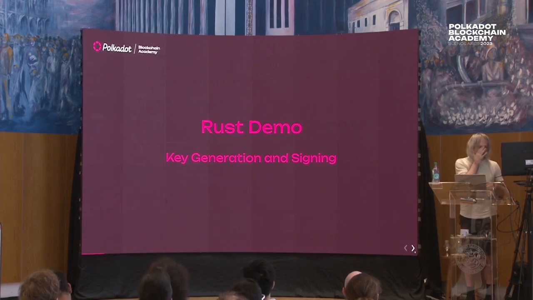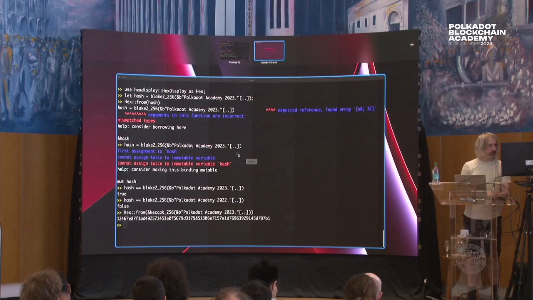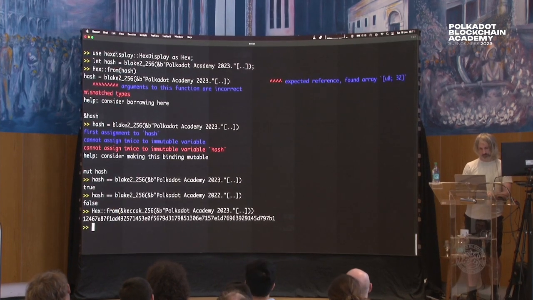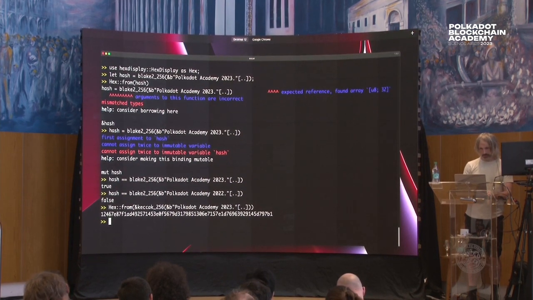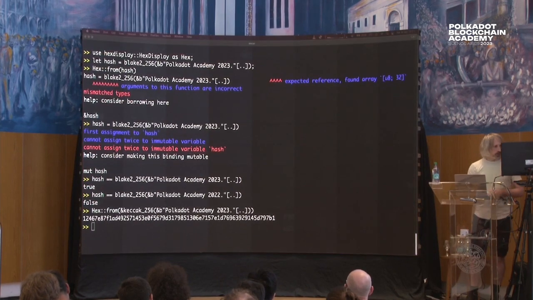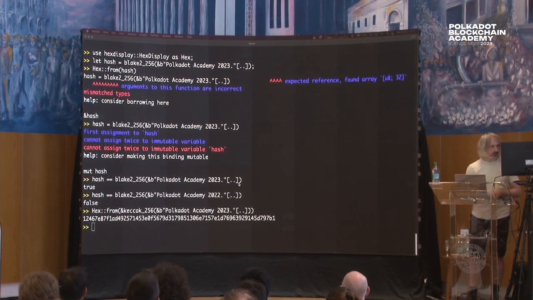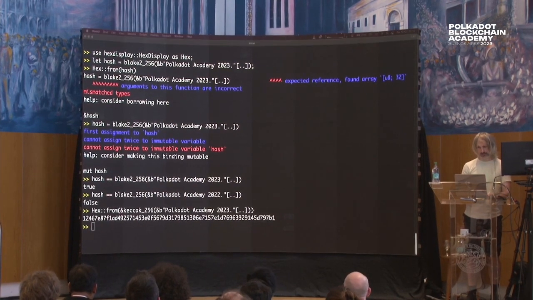Okay, let's look a little deeper into this. Where did I put it? Yeah. Okay, so we're familiar. This is back in the Rust shell. Nothing changed from before. First, we'll generate a key pair.